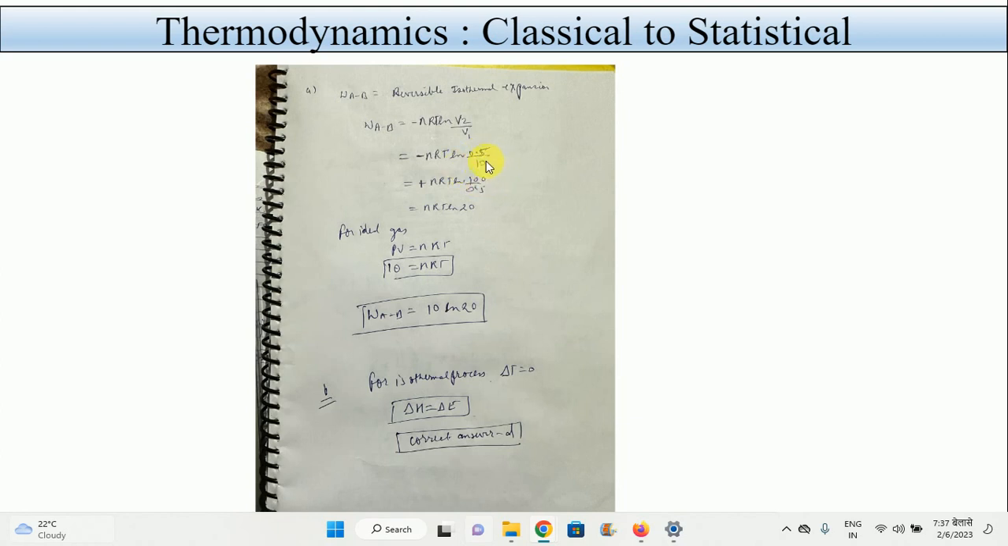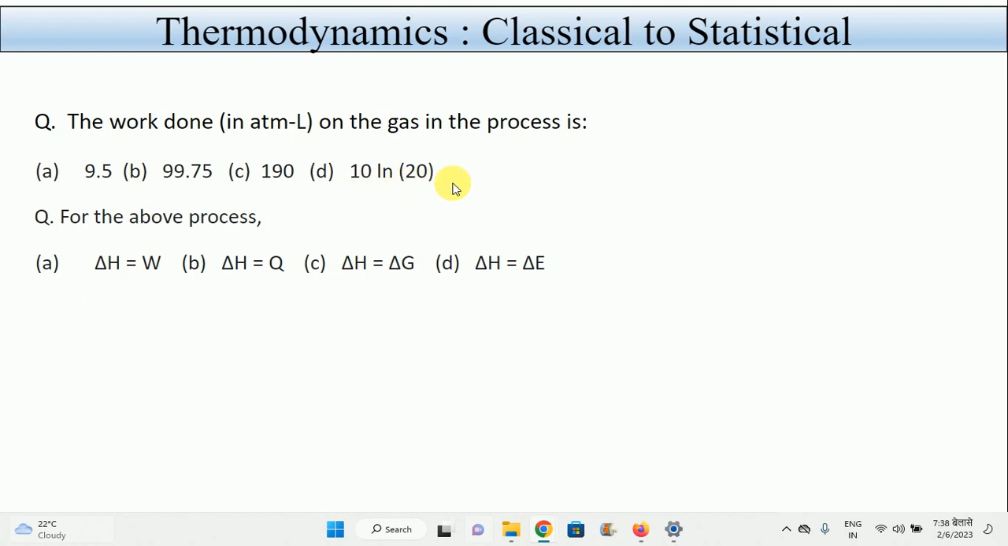So we can take the inverse of it and remove this negative sign. This will be 10 by 0.5 to the power minus 1, and then the minus 1 power from the log can come in front, and then minus into minus can be plus. So nRT ln 100 by 5, so this is nRT ln 20. So the answer is 10 ln 20.